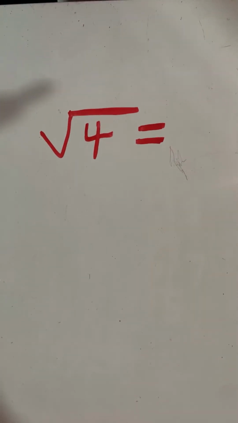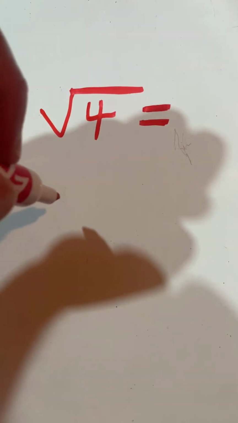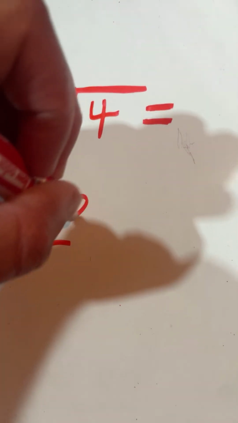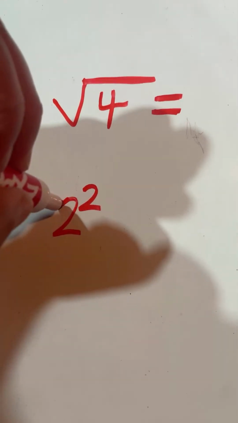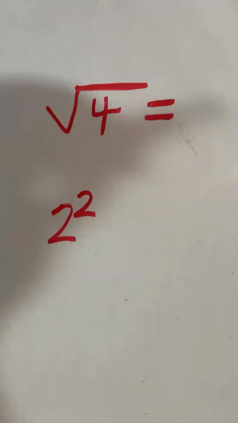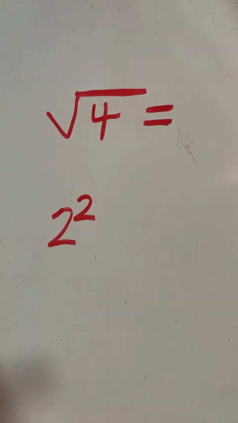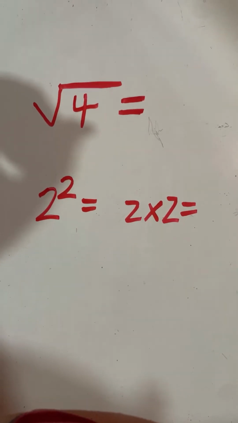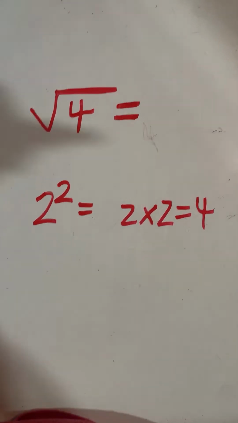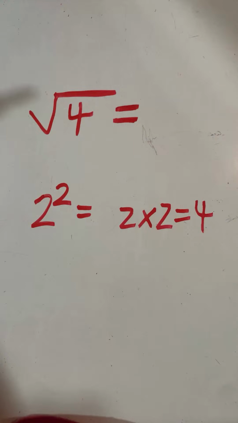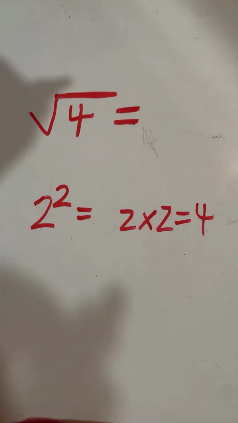Now this is easier to solve if you know how to square a number. So if we want to find the answer to 2 squared, simply whenever you square a number, that means that you're multiplying the number by itself. So 2 squared would be the same as 2 times 2. 2 times 2 equals 4. So 2 multiplied by itself equals 4. So the square root of 4 equals 2.